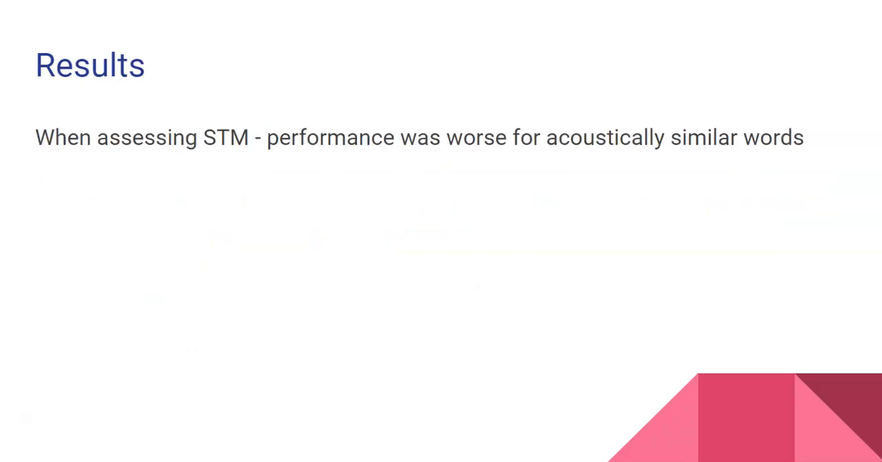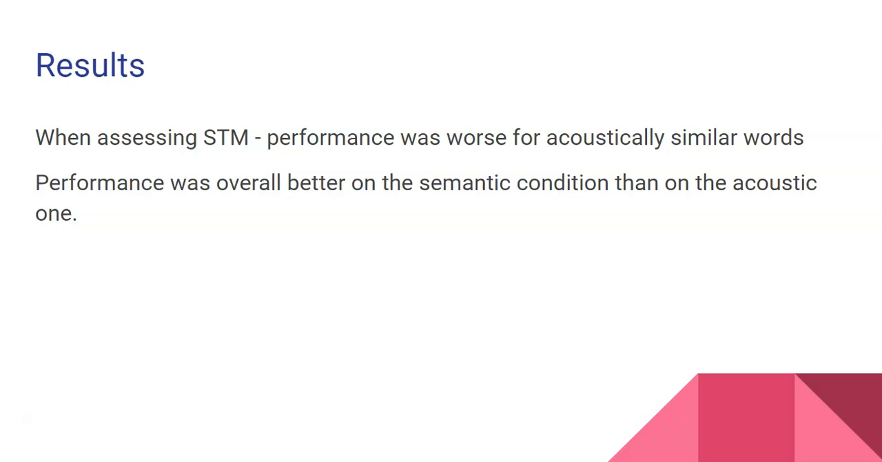When assessing short-term memory, performance was worse for acoustically similar words. So words that sound the same, people did worse on. But performance was better overall for the semantic condition than the acoustic one. So people generally remembered words that were semantically different better than words that sounded different.